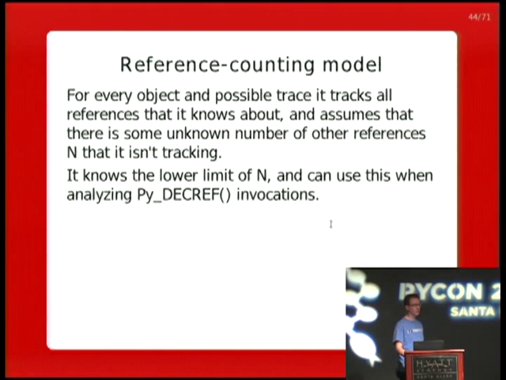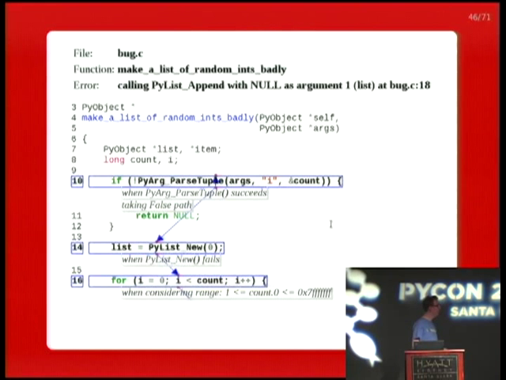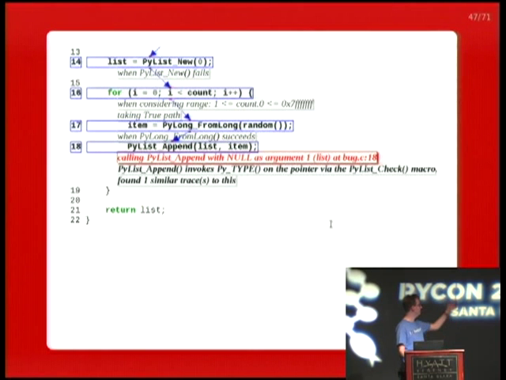And there's a lot of work I put in to try and eliminate false positives. So the lack of error checking I spoke about, it detects that. So here's another error report generated by this tool. Again, we consider the case where pi plus tuple succeeds. We go through to the pi list new, but now consider, you see the annotation, when the pi list new call fails. We go into the loop, perhaps, or at least we go into the loop when count is greater than zero. Now, the pi long, we consider when pi long from long succeeds, and now the pi list append call happens, and it says in red, we're calling pi list append with null as the first argument.